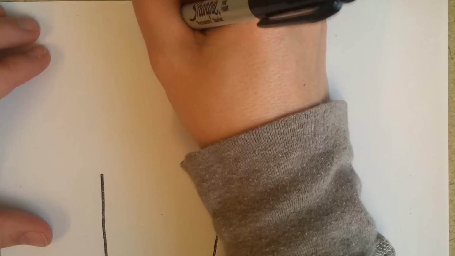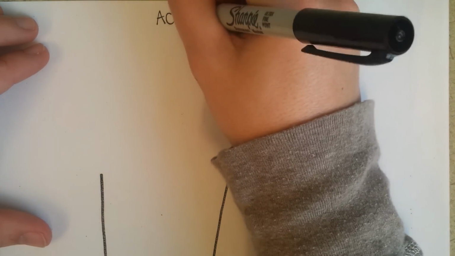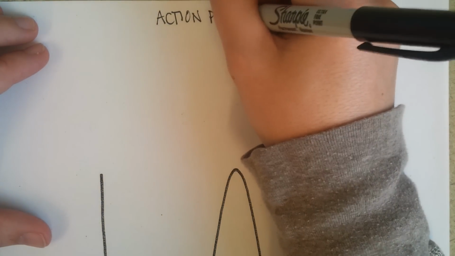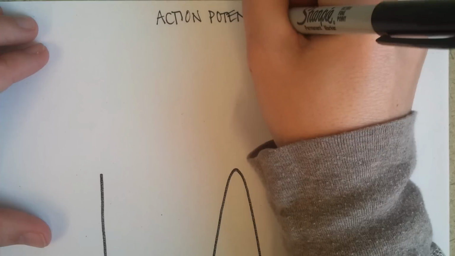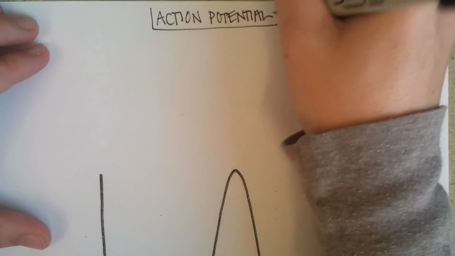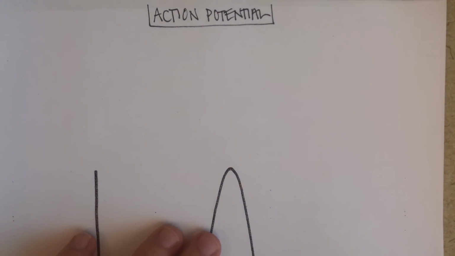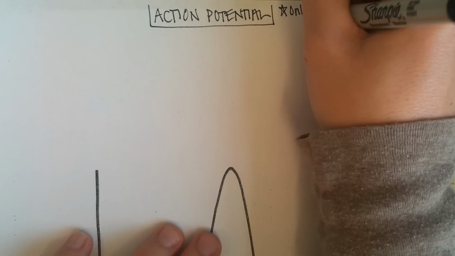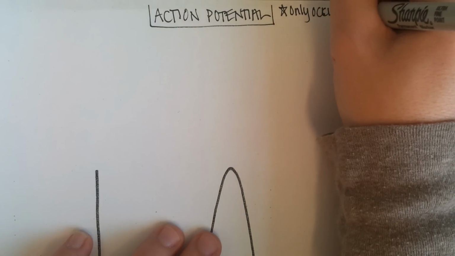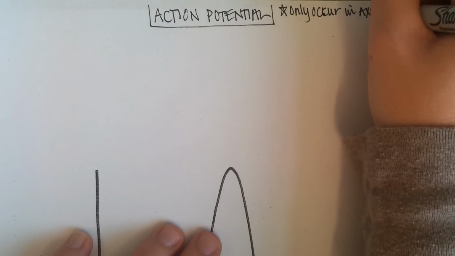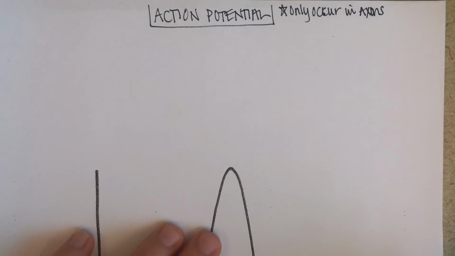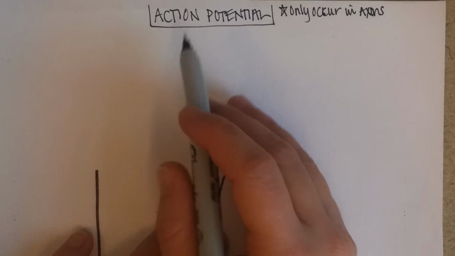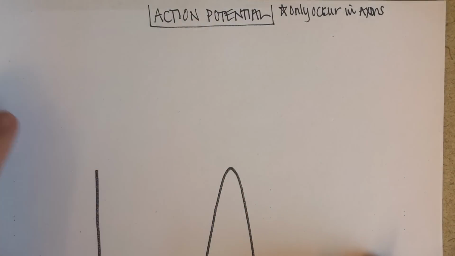Action potentials. Now you're going to get to look at a little electrical reading of them. So, a couple of rules to remember. Action potentials only occur in axons. Graded potentials, rather than an action potential, occur in dendrites.